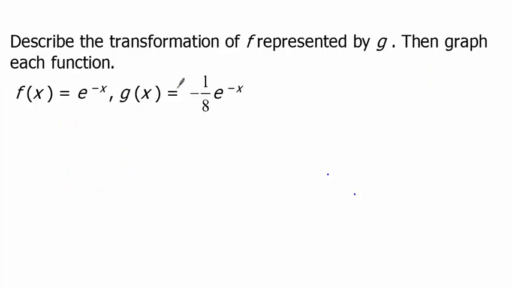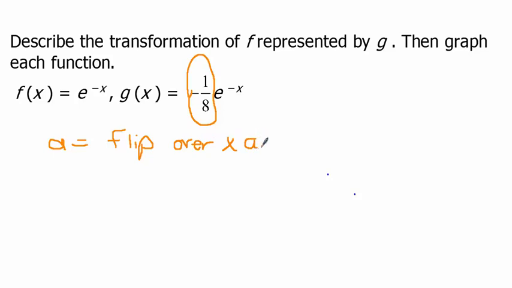And in this one, the change is right here. That is A, and A has 2 things going on, so that means flip over the X. And shrink. With shrinks, make sure that you tell me if it's horizontal or vertical.